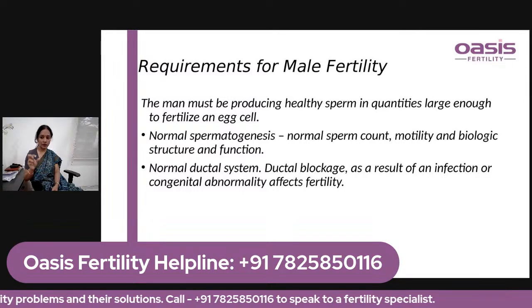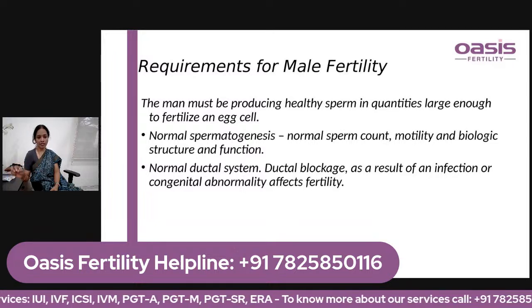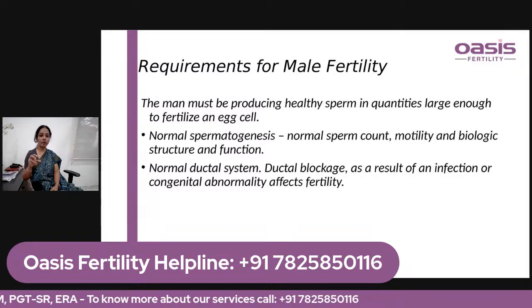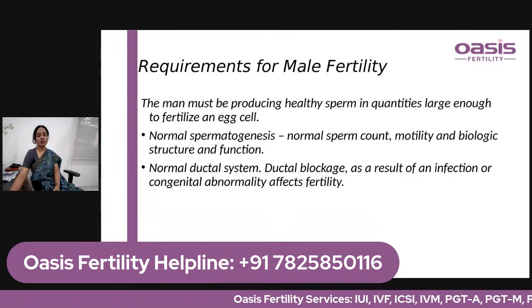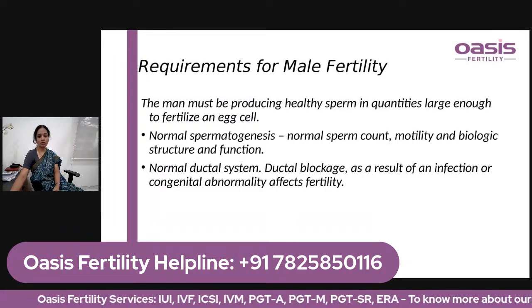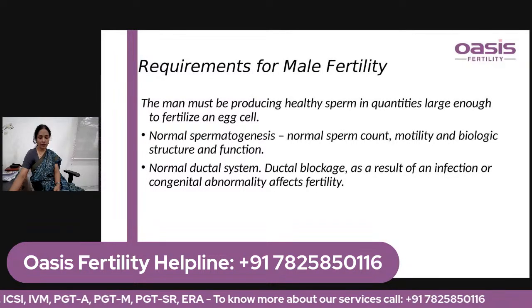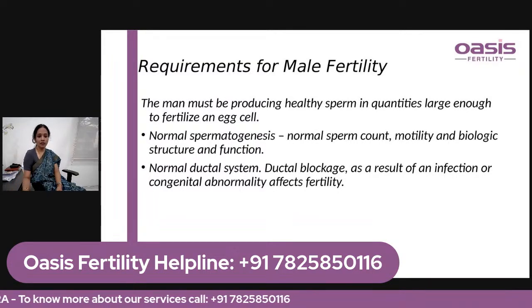So it has a specific shape. Even if the shape of the sperm is affected, it significantly affects the way the sperm fertilizes the egg, and the way the embryo is formed can be affected. So we just want normal sperm health in order to maintain male fertility. A normal ductal system without any blockage is also important to bring the semen to the outside. And any blockage as a result of infection, or because of abnormalities from birth, can also affect fertility in men.